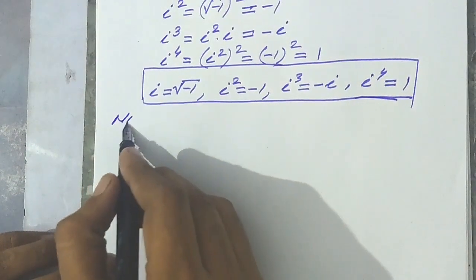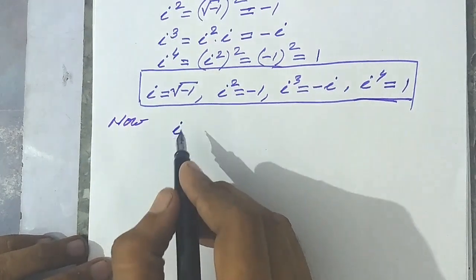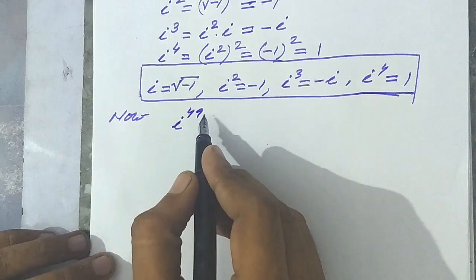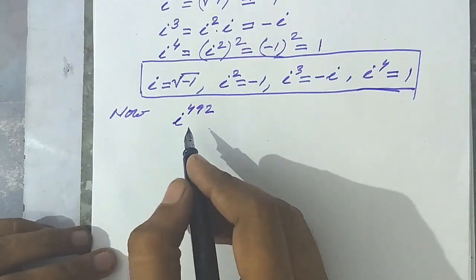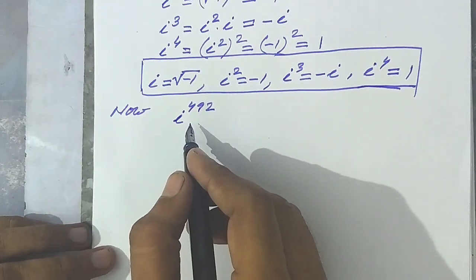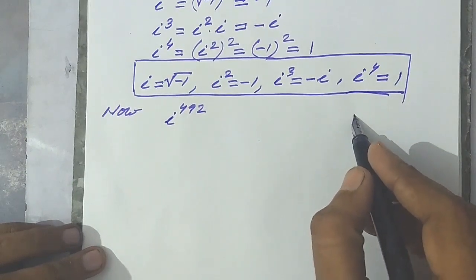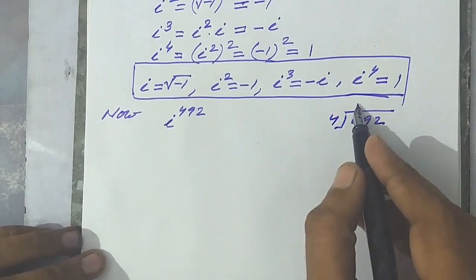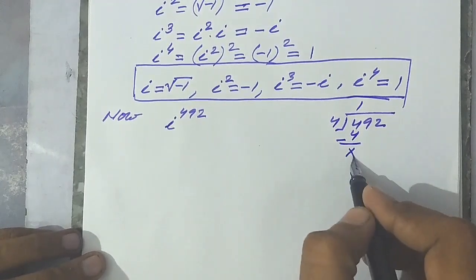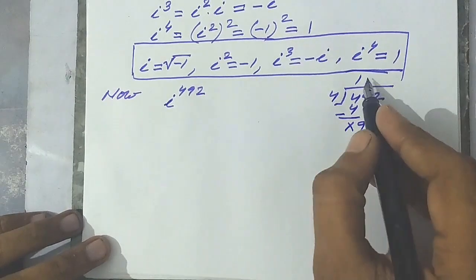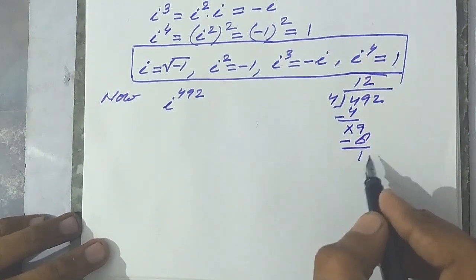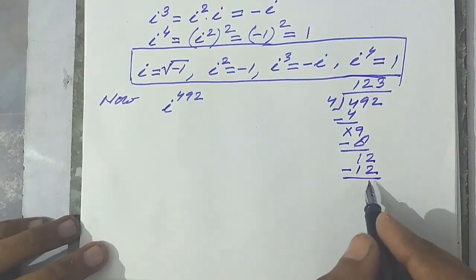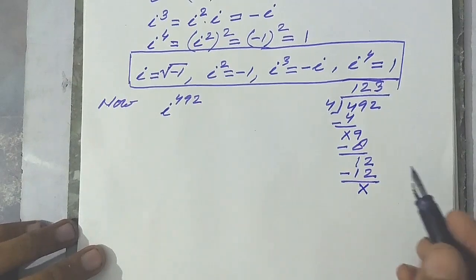Now suppose we have to find out the value of a large power of iota, like iota raised to the power 492. So the easiest way to simplify this is to divide the power by 4 first. So first we have to divide 492 by 4. 4 ones are 4, subtract, 9, 4 twos are 8, subtract 1, 2, 4 threes are 12, subtract, we get 0 at last.